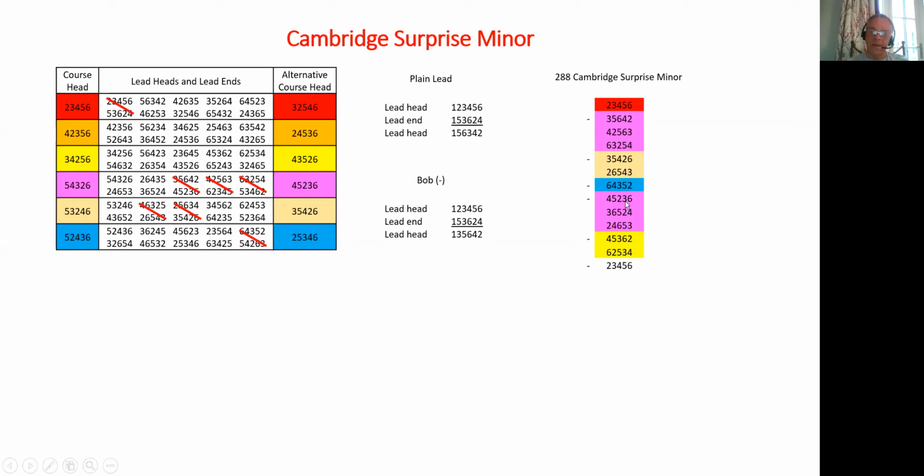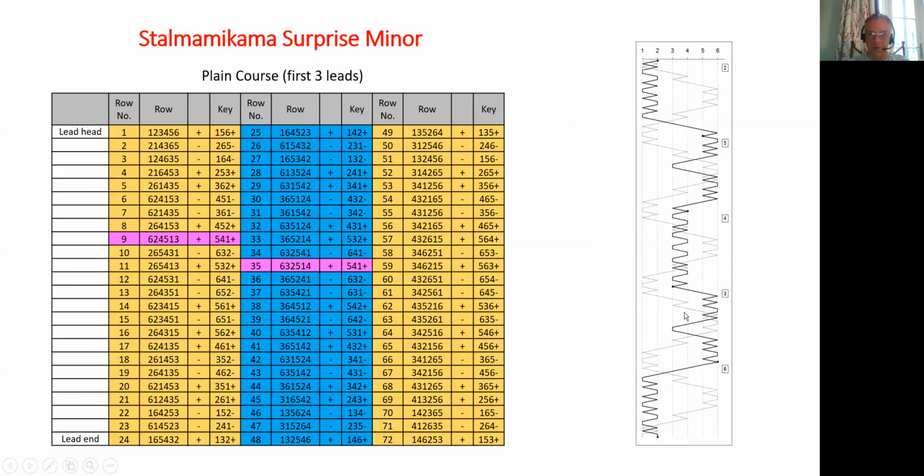But when we come back into some more leads from the pink course later on in the touch, the first one, which starts from lead head 45236, is actually the reverse of one that we've already rung. So that's the reverse of 35642 that we've already rung before. So, whoops, that touch is therefore false.